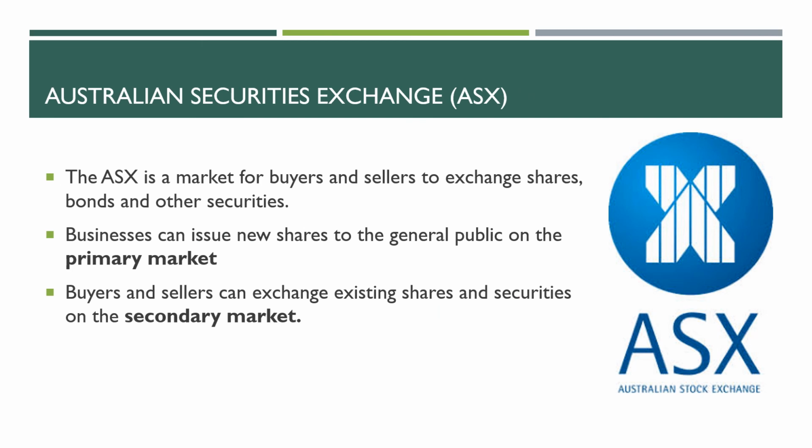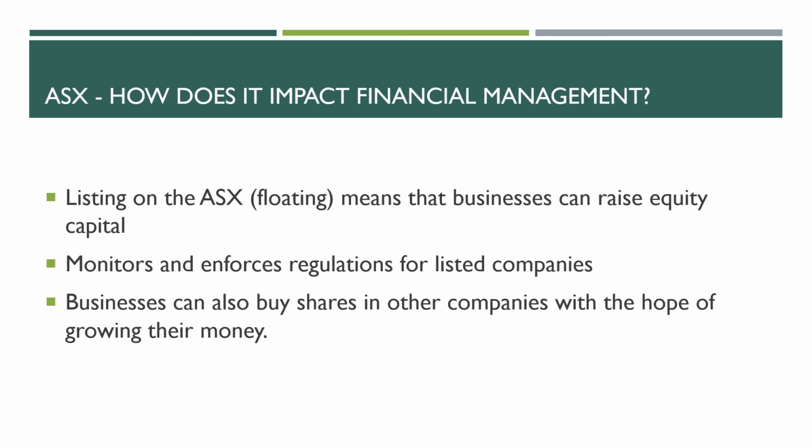And last but not least is the Australian Securities Exchange, also known as the ASX. It's also called the Australian Stock Exchange. Those two are used interchangeably. And we talked about the Australian Stock Exchange when we talked about ordinary shares earlier in the topic. Essentially, the stock market is where buyers and sellers exchange shares and other securities. So businesses can issue new shares by selling on the primary market, and then investors can trade those shares on the secondary market. But how does the Australian Stock Exchange actually impact financial management?